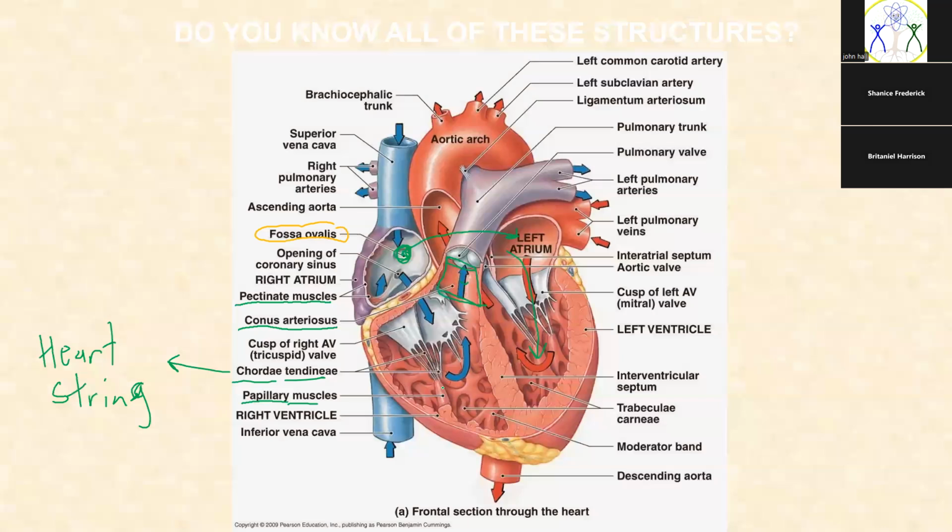The papillary muscles are attached to these heartstrings, these chordae tendineae, and those chordae tendineae are attached to the cusps. Remember, the cusps are the flaps here of your valve. And the papillary muscle, by pulling on the chordae tendineae, is going to pull on those flaps. And depending on how much tension the papillary muscles put on the flaps, it can help to open them or help to close them, right? So the papillary muscles help to move the valves.